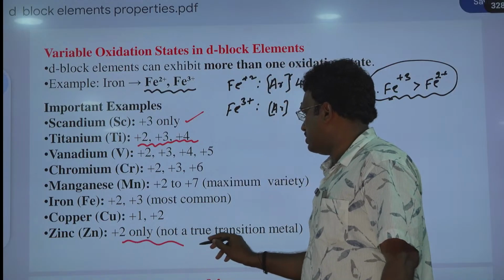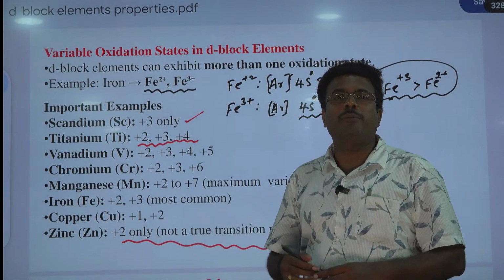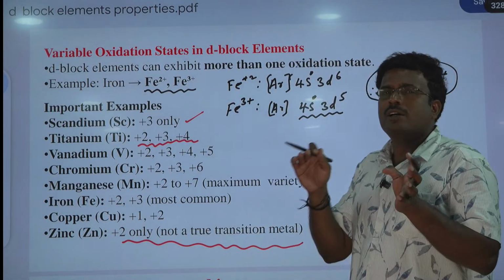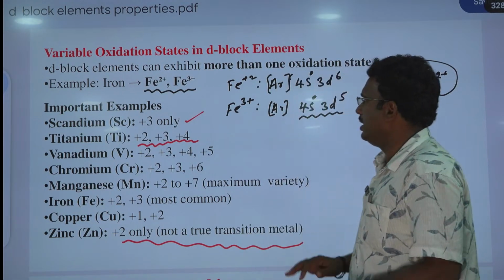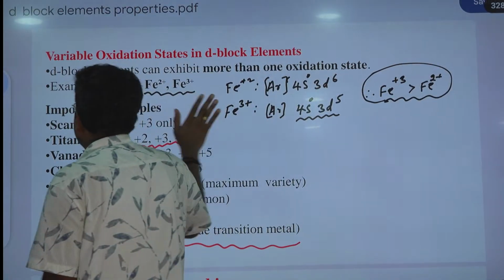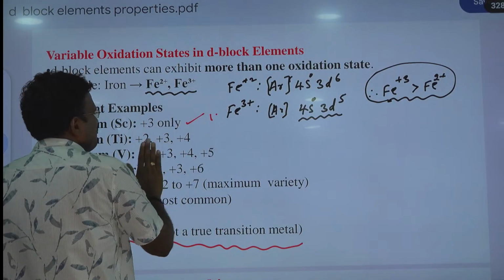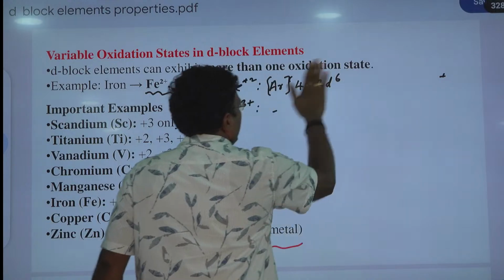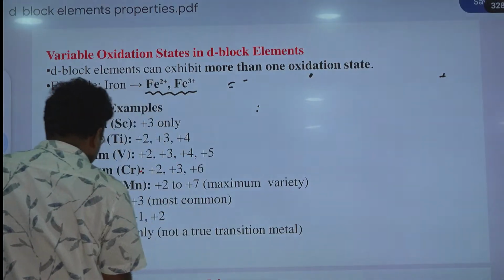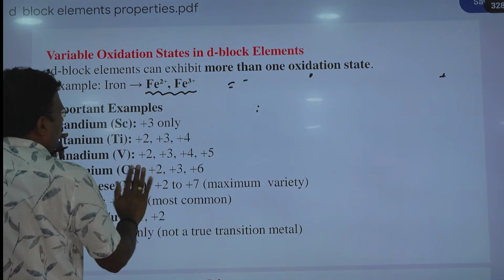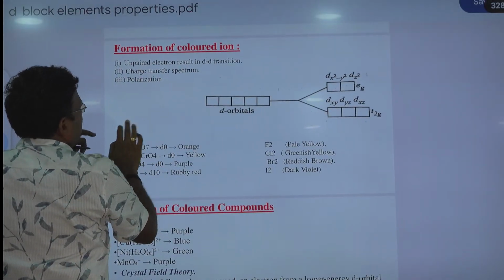Zinc shows only +2 oxidation state. It is not a transition element. So zinc is which type of element? A d block element, not a transition element. All transition elements are d block elements, but not all d block elements are transition elements. The various oxidation states are observed in these d block elements because of unfilled d orbitals. Very, very important. Fe3+ is more stable than Fe2+ because half-filled orbitals are more stable than unfilled orbitals.